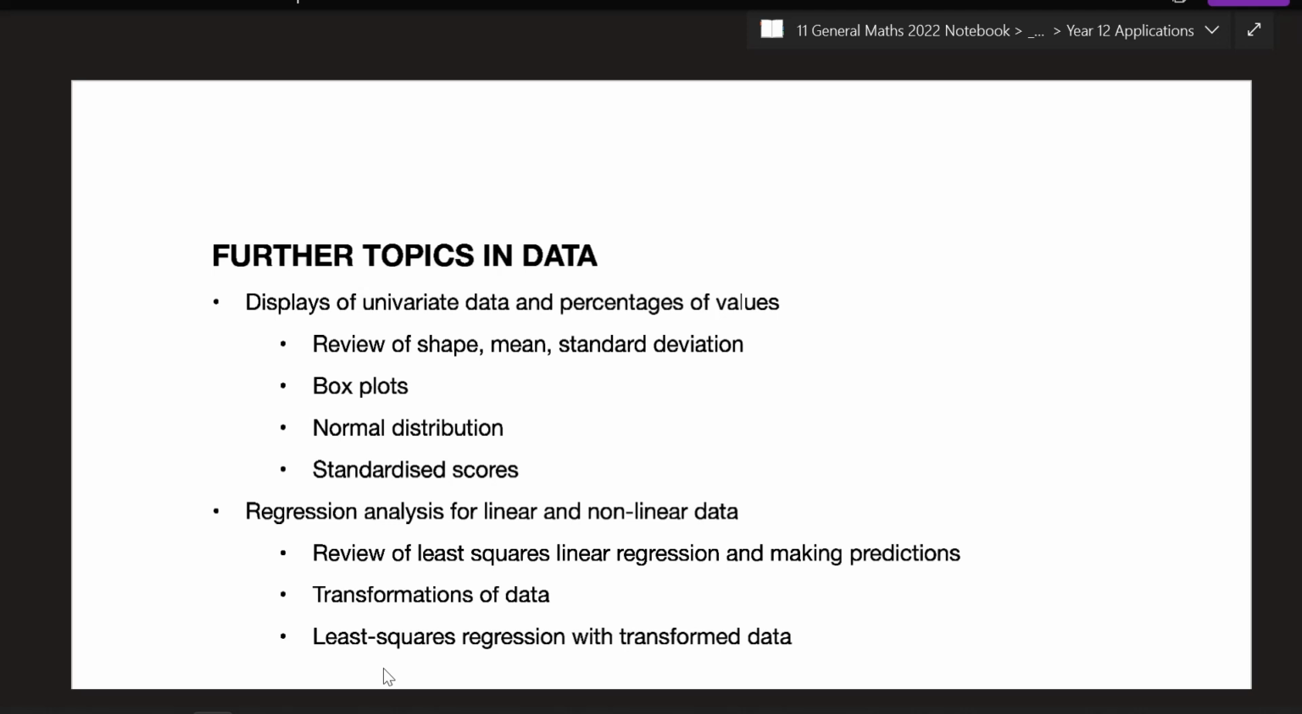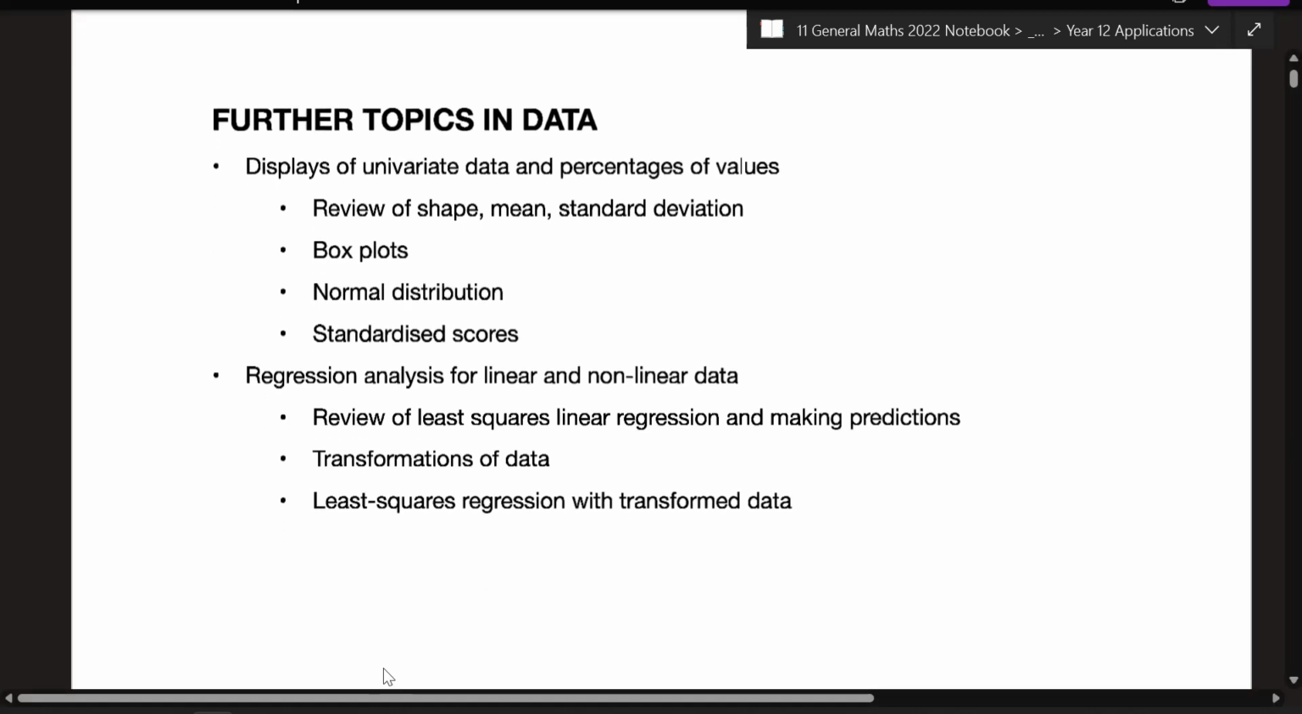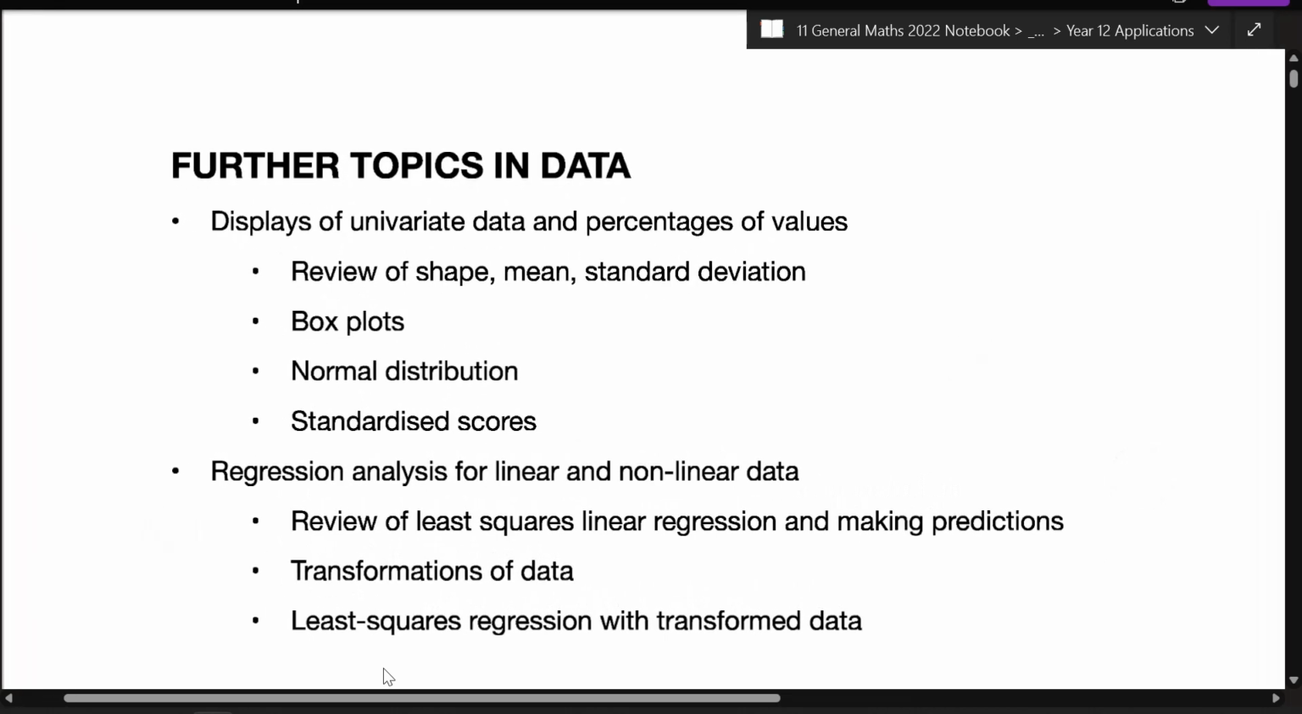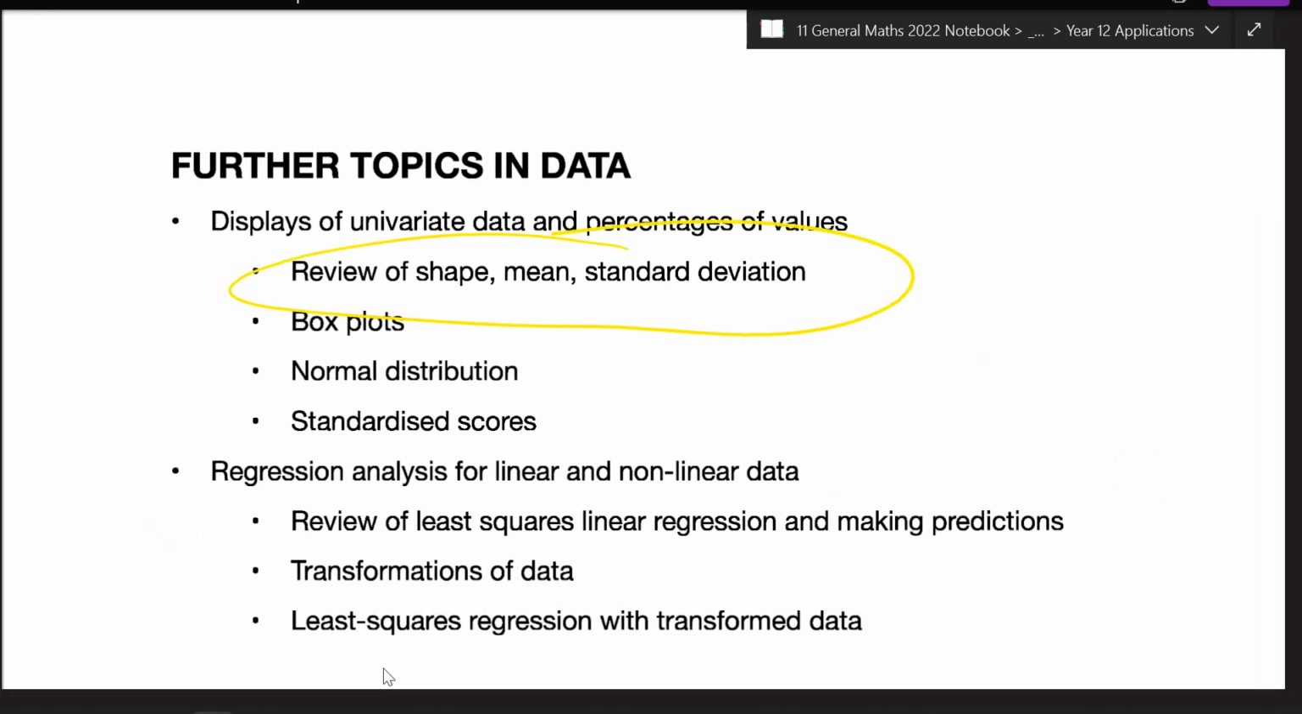You don't need it. All right, so please make sure you're following along and writing notes as you go for this. So today we're just going to focus on this bit here, just reviewing shape, your mean, and your standard deviation. Okay, those three things: shape, mean, standard deviation. Three things that we're just going to focus on.